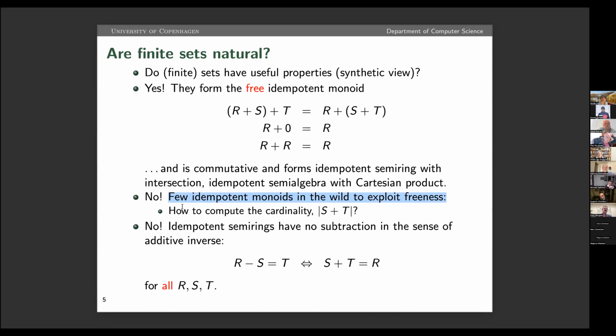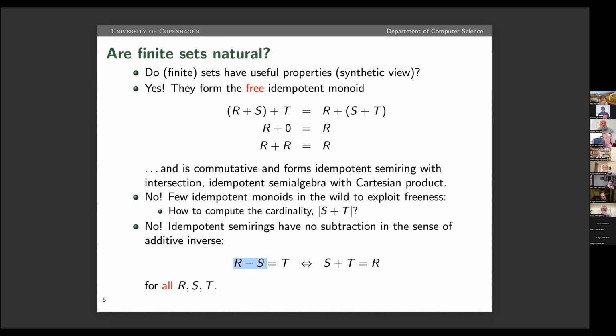For example, somebody says, very often I have to compute the cardinality of the union of two sets. Well, that's wonderful. But that just means you have to compute the union into its elements, and then count them up one at a time, 1 + 1 + 1 + 1, and you get, I don't know, 27. And idempotent semirings have no subtraction in the sense of an additive inverse.